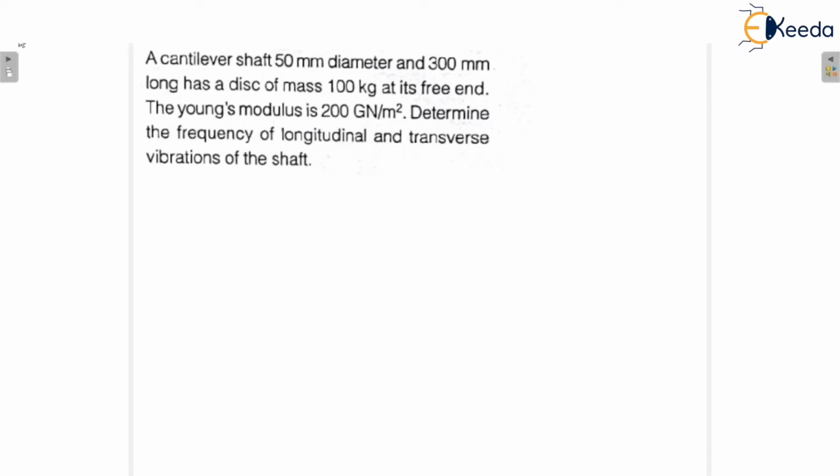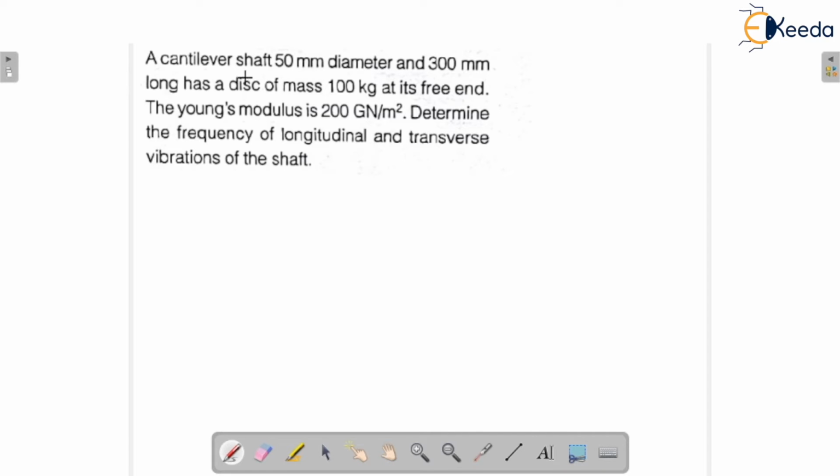A cantilever shaft 50 mm diameter and 300 mm long has a disc of mass 100 kg at its free end. See, the cantilever shaft is given and having the diameter 50 mm and 300 mm length. The disc is attached with the cantilever at its free end. So if you draw the diagram, it would be like that.